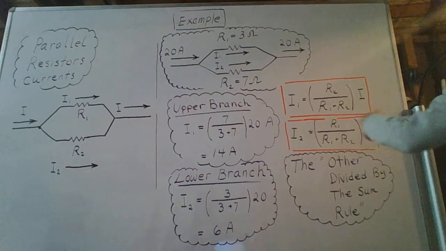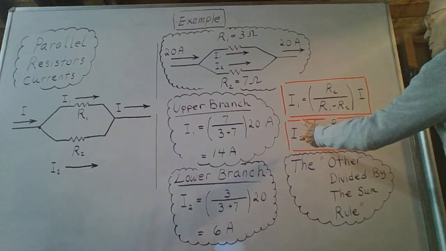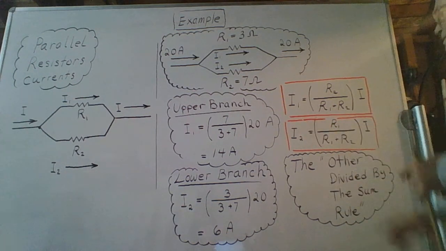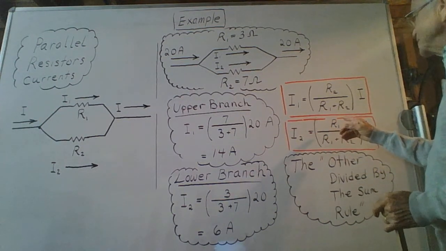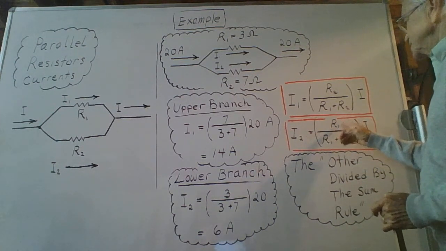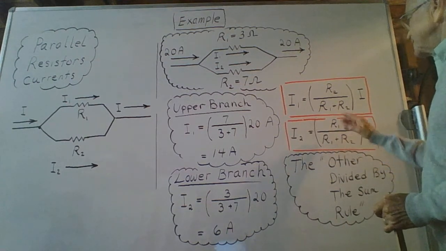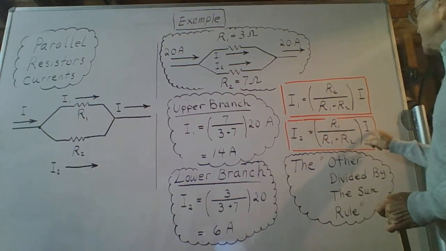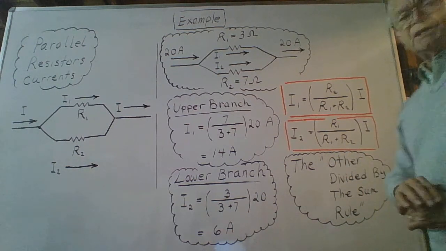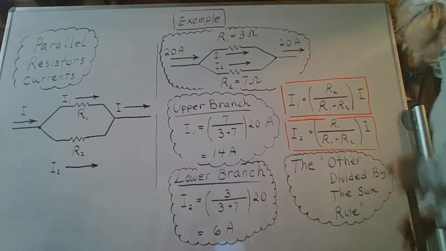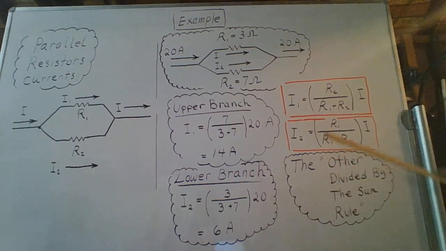The same rule works for the lower branch's current. The current in the lower branch is the other branch's resistance divided by the sum. That fraction, that ratio, times the incoming current gives you the needed current. Again, I call this, and no one else does, the other divided by the sum rule.